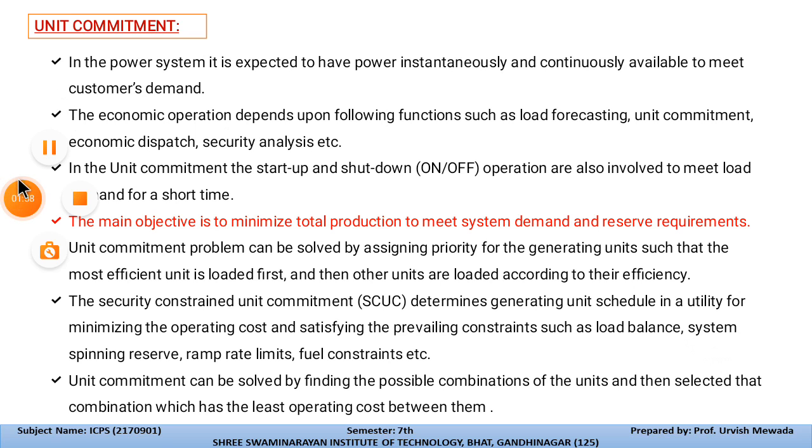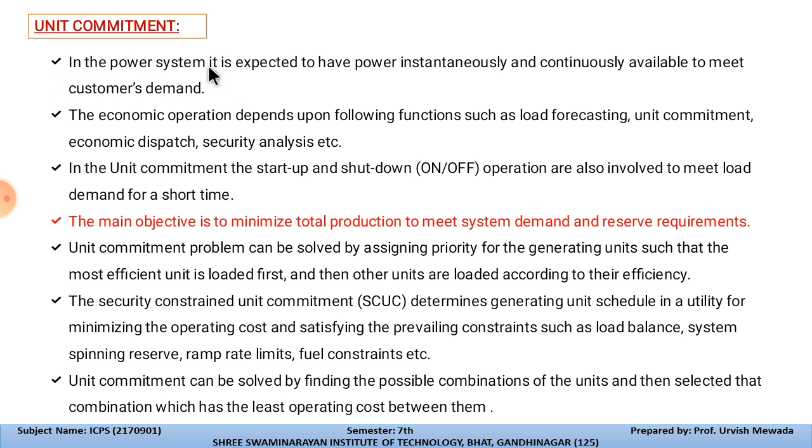That is the most important question. So let us discuss how this unit commitment can be done and what actually the unit commitment is. In this, the electrical power system is expected to have power instantaneously and continuously available to meet the consumer's or customer's demand. This is the first and foremost condition for any generating station, that it needs to fulfill the demand of the consumer by providing pure power to the consumer.